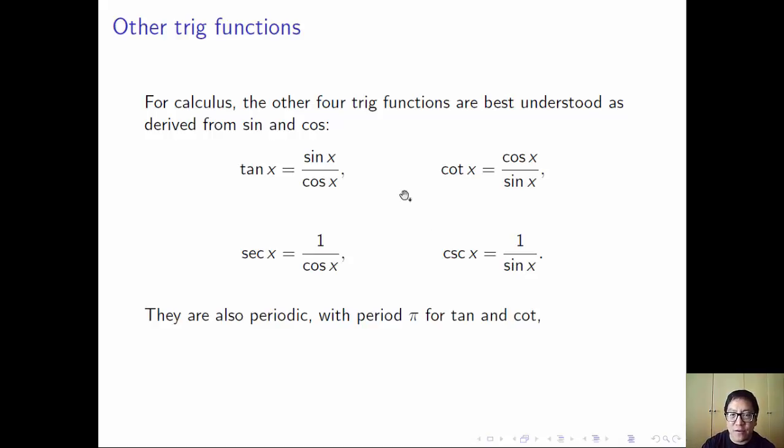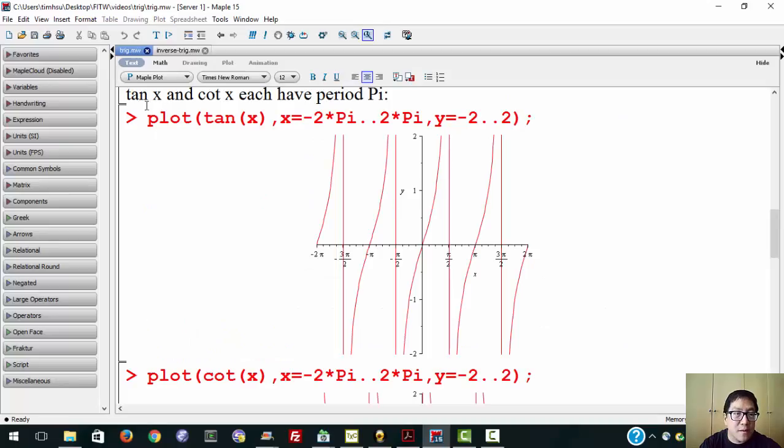And these functions are also periodic, but with period pi for tangent and cotangent, and period 2 pi for secant and cosecant. And here are their graphs, just for completeness. Like I was saying, tangent and cotangent each have period pi, and so here's one period of tangent, going between -pi over 2 and +pi over 2. The graph goes up like this.